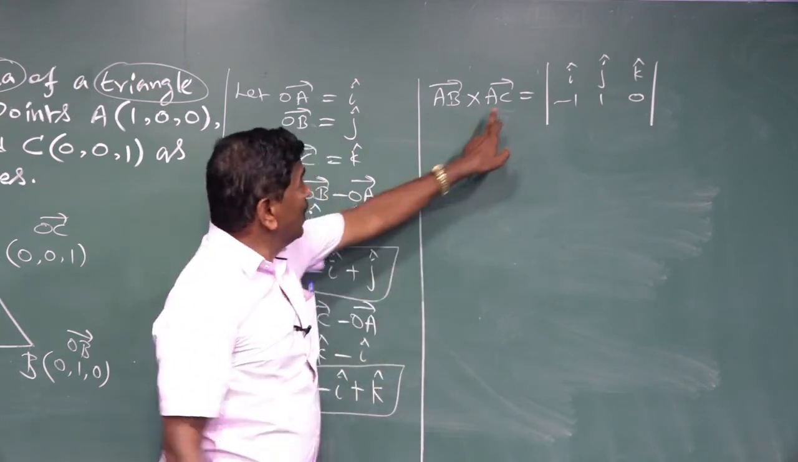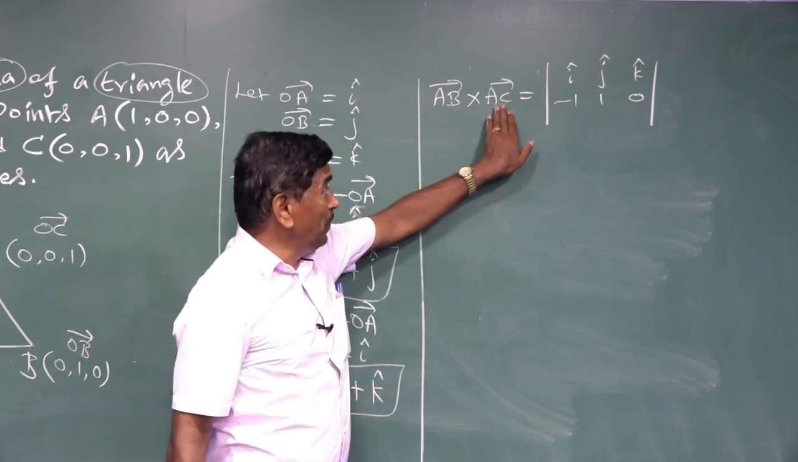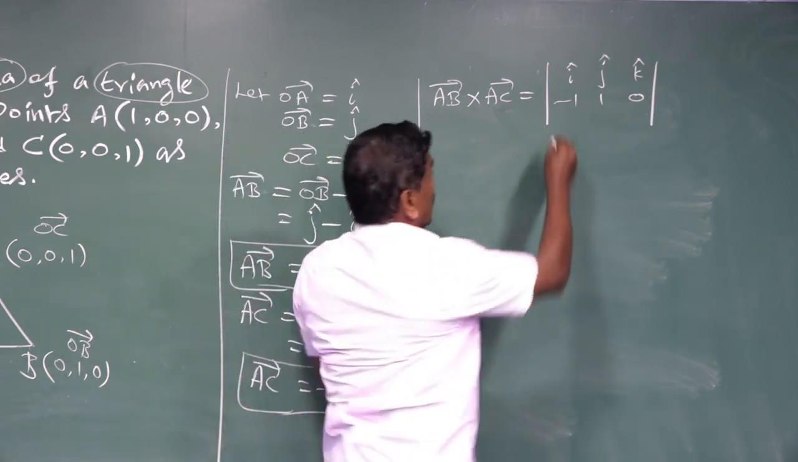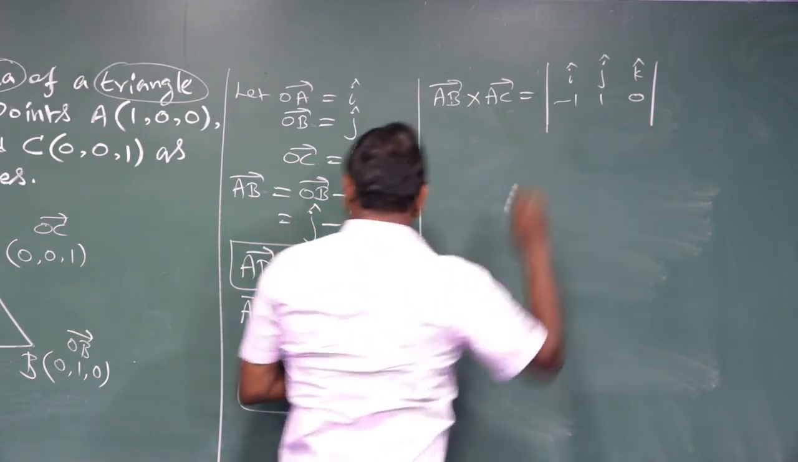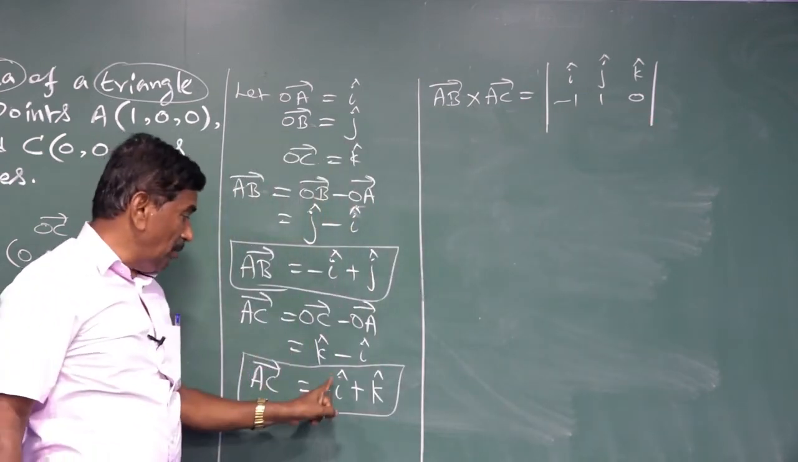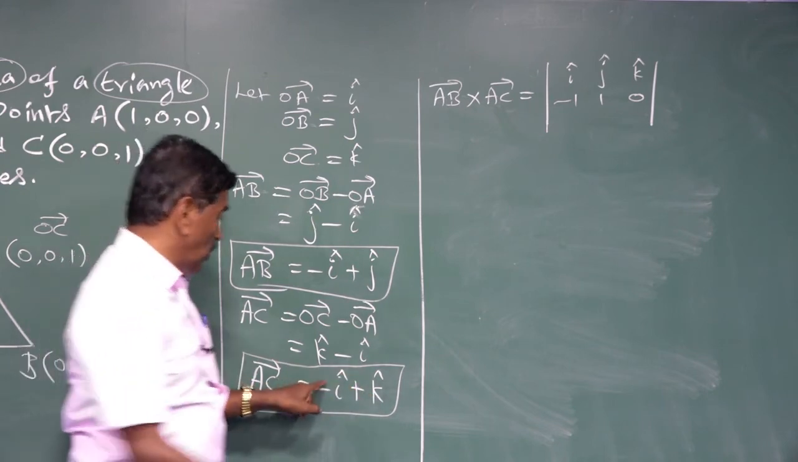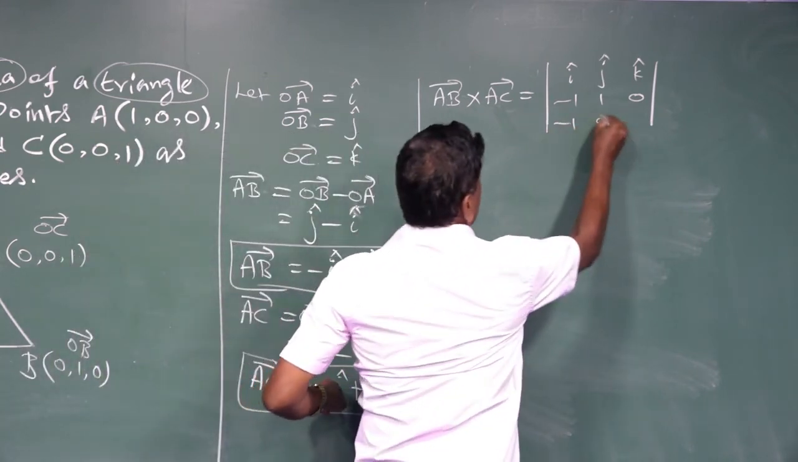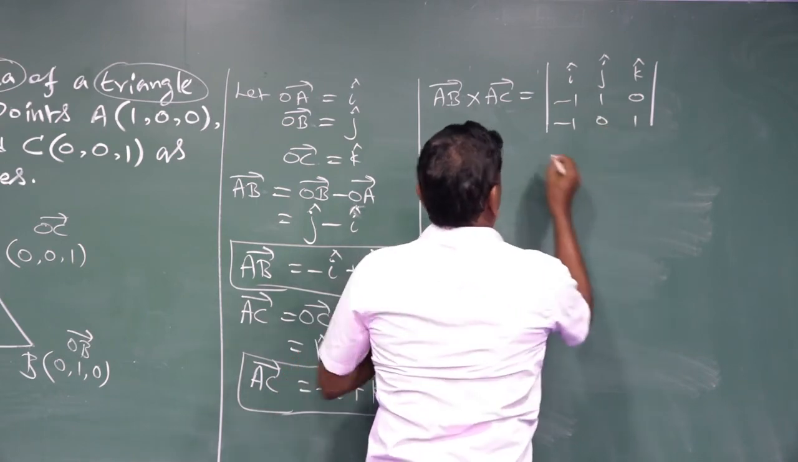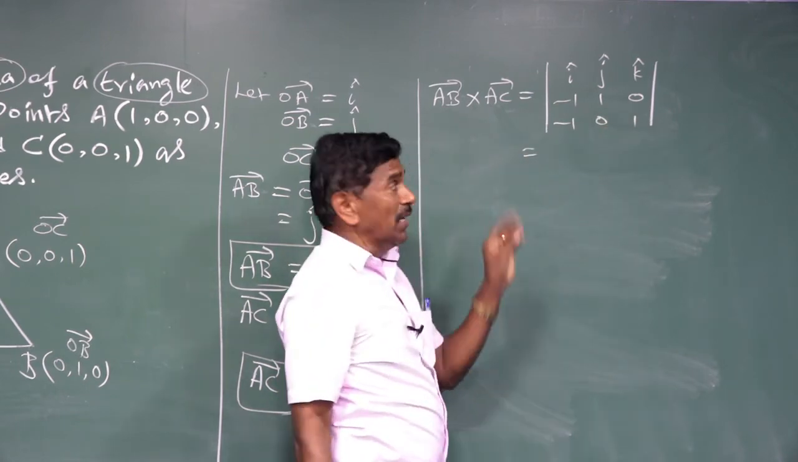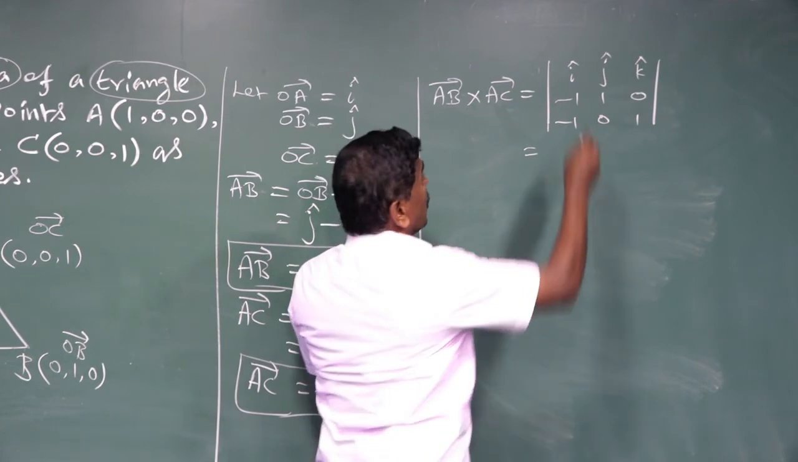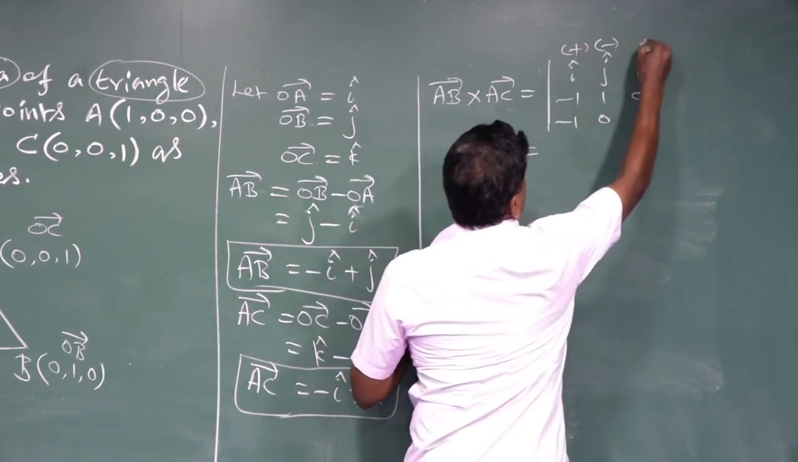Next, AC vector coefficients come in the third row. Can you tell me what is the third row? Yes, AC vector: minus 1, 0, 1, because here J is absent, that is why 0. Minus 1, 0, 1. Now, hereafter do the expansion yourself. Very good. Plus, minus, yes.